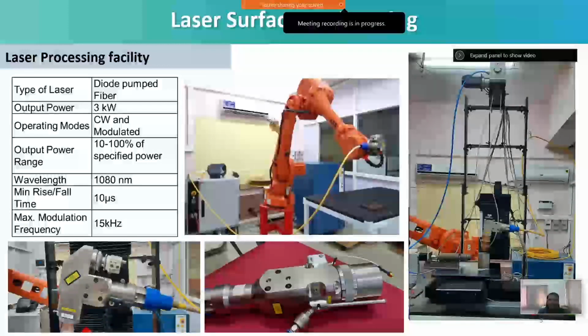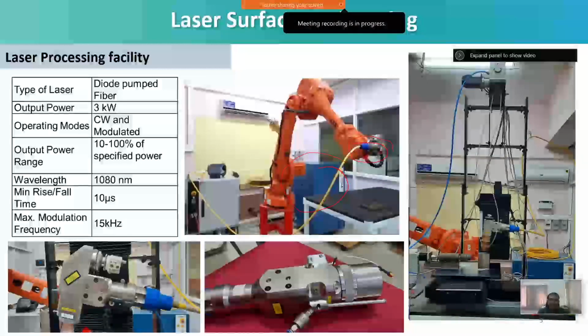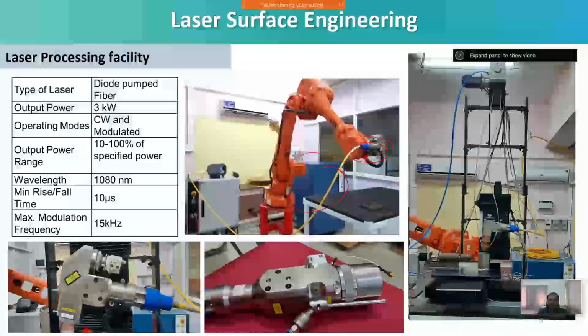And this is the system available in the laser surface engineering laboratory, and it's a 3 kilowatt fiber laser. What you are seeing here is a laser source, and this is the laser head. This particular system is quite useful to do multiple operations like surface melting, surface welding, or surface cladding. Whenever you want to do this kind of operation, this is the fiber optic cable actually. So through the cable, the laser is delivered to the system, and using this head, the beam is directed towards the workpiece, and this will do a variety of operations.